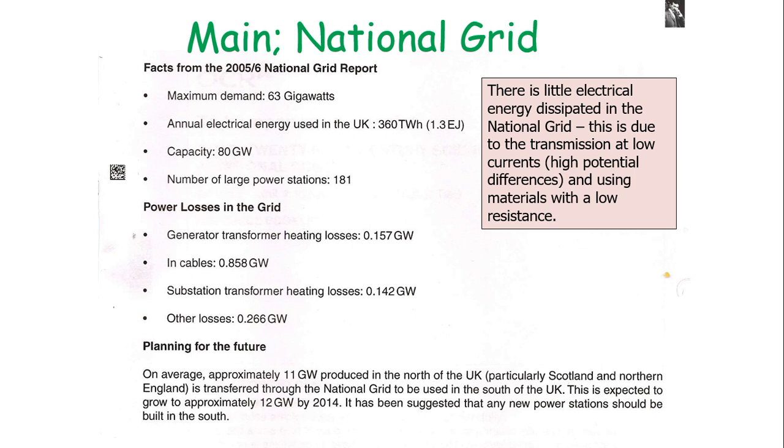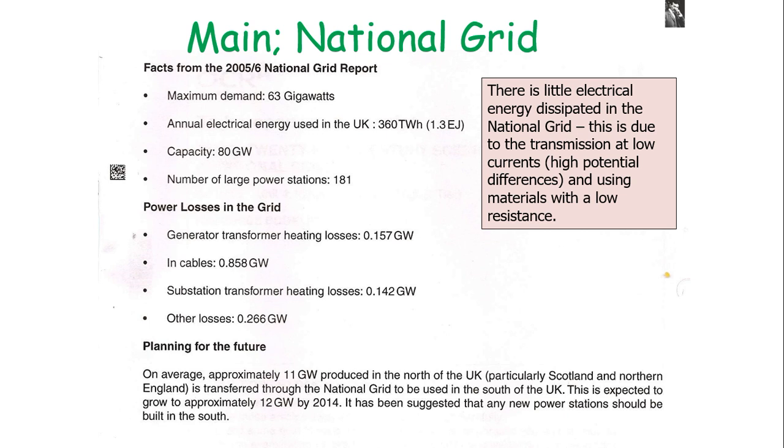Now, looking at a report on the national grid, you'll notice that there's little electrical energy dissipated in the national grid. You'll notice that we have a maximum demand of 63 gigawatts and a capacity of 80 gigawatts. However, we tend to have losses of only around 1 gigawatt. On average, approximately 11 gigawatts are produced in the north of the UK and transferred throughout the grid to be used in the south. That's expected to be about 12 gigawatts by this point.